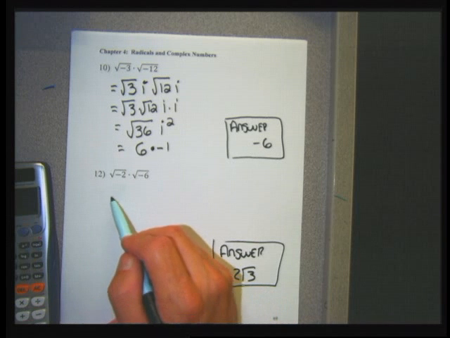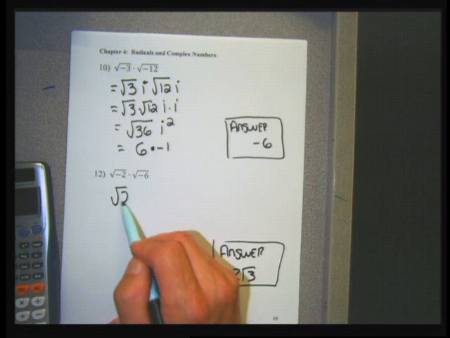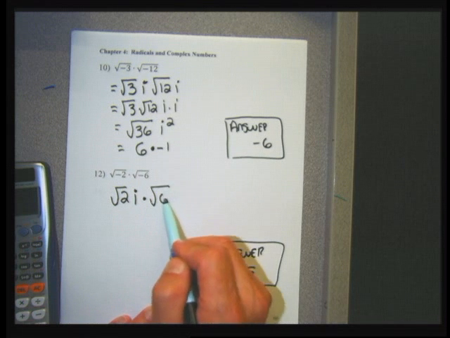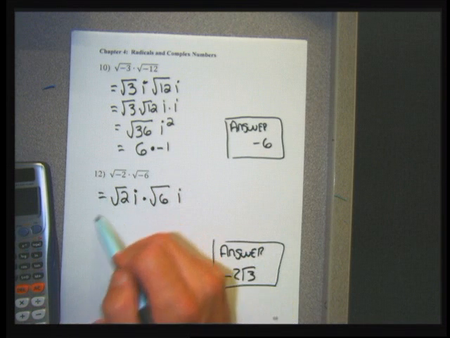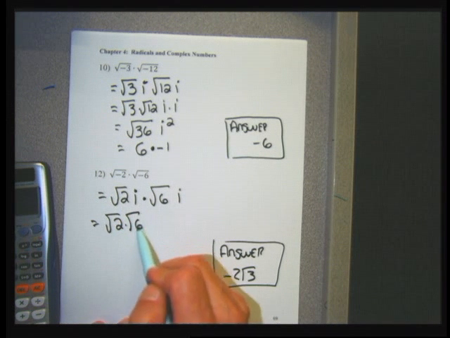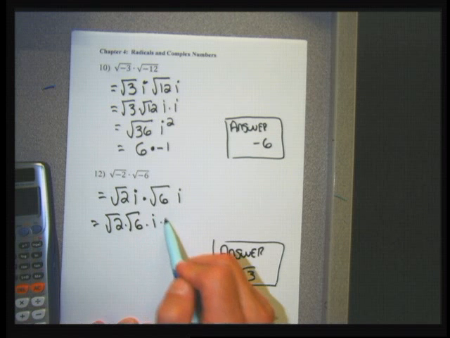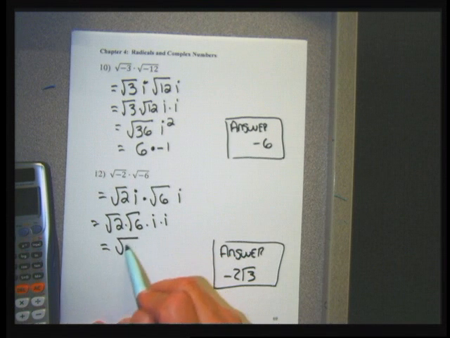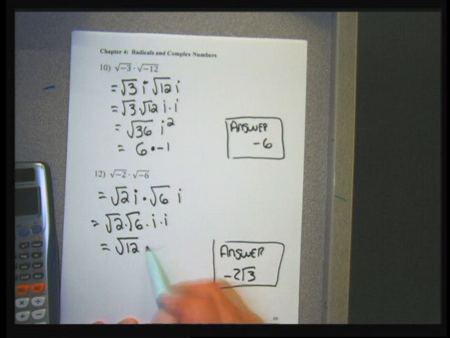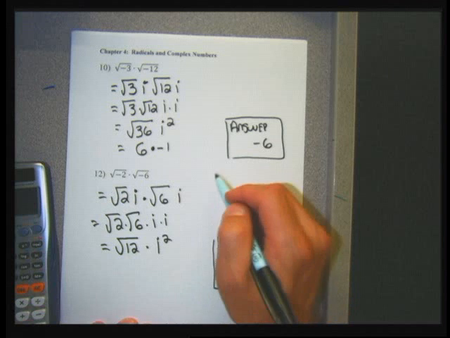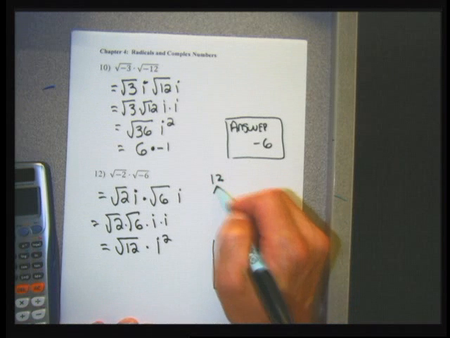By hand, I'd have to go, first radical is the square root of 2 times i, the second radical is the square root of 6 times i, then I'd multiply the square root of 2 times the square root of 6, and I'd multiply the i and the i. The square root of 2 and the square root of 6 gives me square root of 12. i times i gives me i squared. And then I'd reduce the square root of 12.